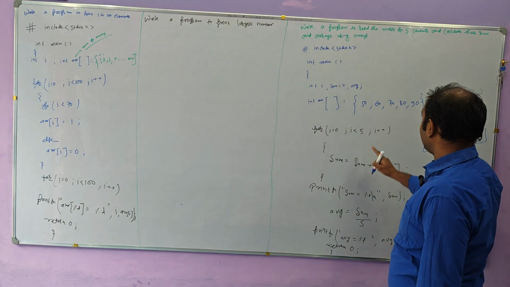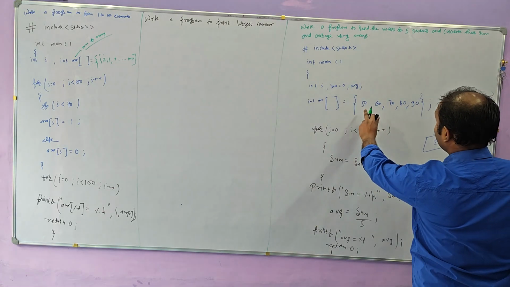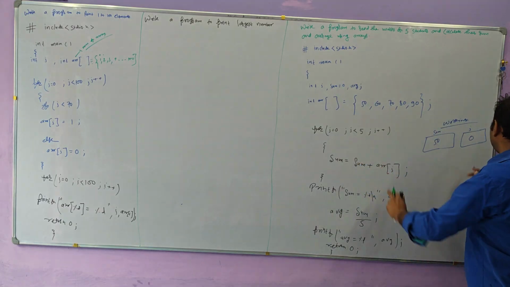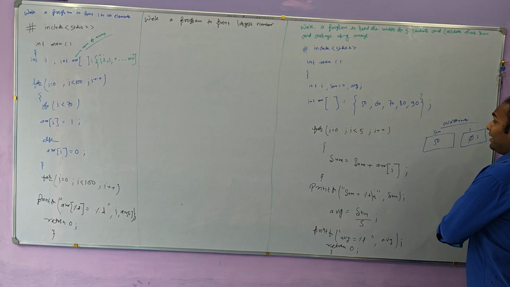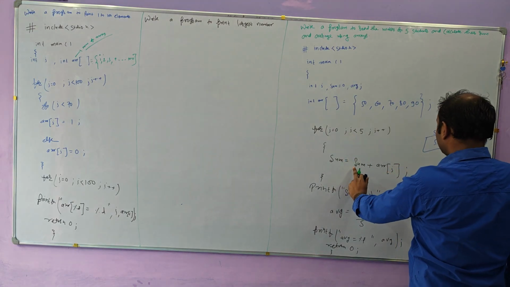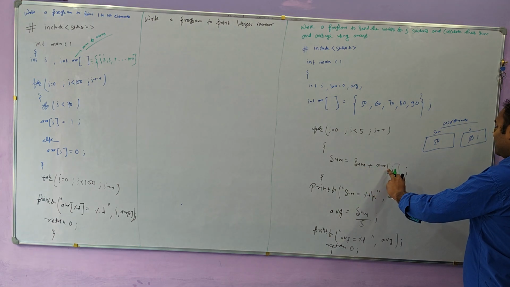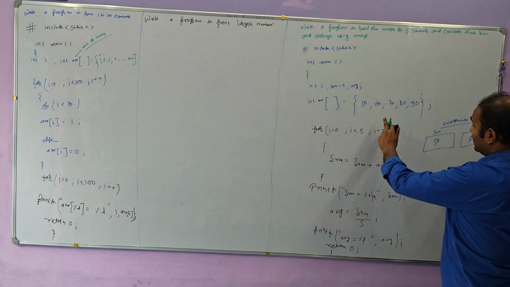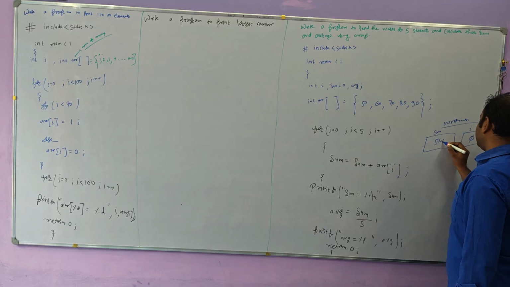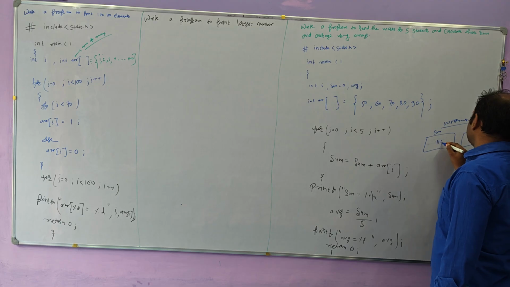Now the i value is increased by 1. Now i becomes 1. 1 is less than 5, yes. Now we have sum 50. 50 plus AR of i, AR of i is 1, AR of 1 is equal to 60. Then 50 plus 60 is 110. Now sum is equal to 110.